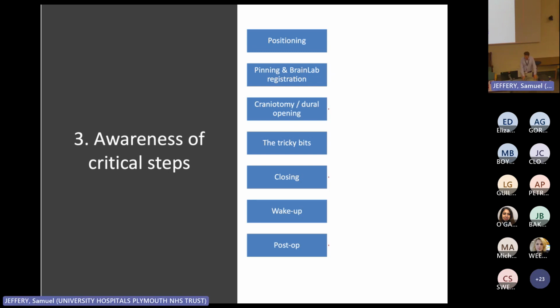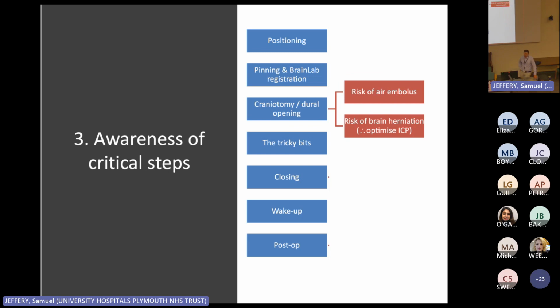Then if we're doing a craniotomy, the key step there is when we open the dura, there is a risk of air embolus. There's also a risk of brain herniation. And that's why it's important that we optimize ICP at that point. So we may well ask for hypertonic saline prior to the craniotomy.